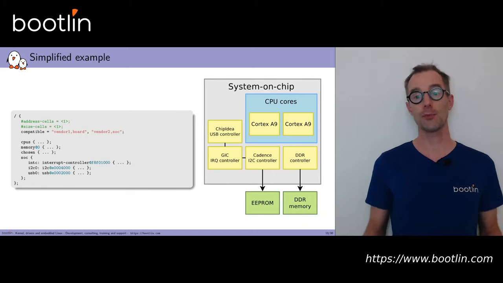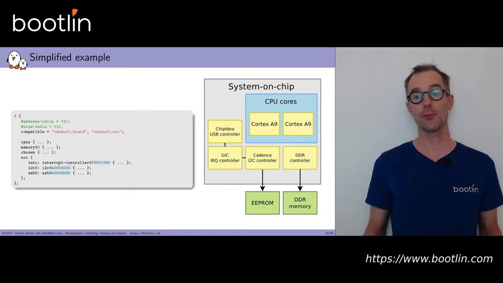One of the memory mapped devices that we have is an I2C controller. But this SOC node also provides two properties for the number of address cells, 1, and the number of size cells, 1, that are used by the reg properties of the child nodes. So the reg property of our I2C controller has one cell for the address, which is F1001000, and one cell for the size, which is 1000.